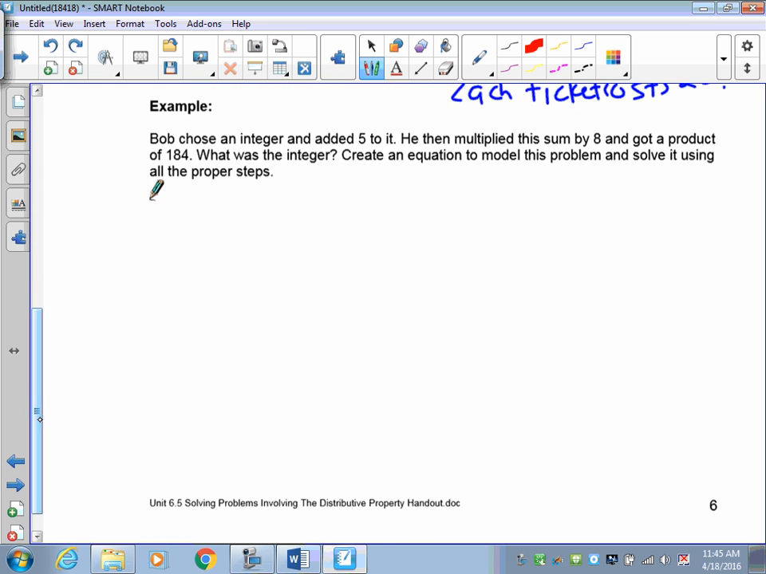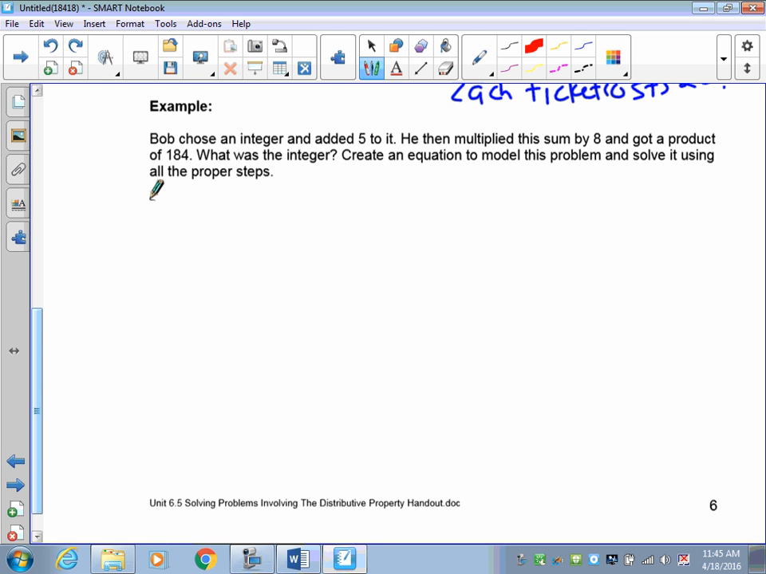Okay, again, same thing. Bob chose an integer. He added 5 to it. Then he multiplied the sum by 8, and he got a product of 184. What was the integer? So first off, I want you to come up with your equation. So pause this recording and come up with the equation.